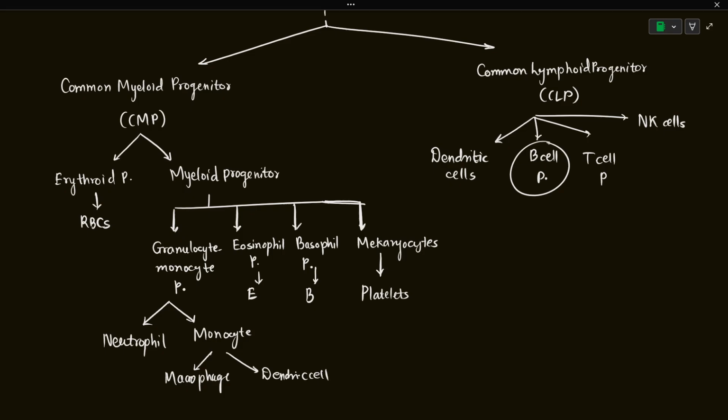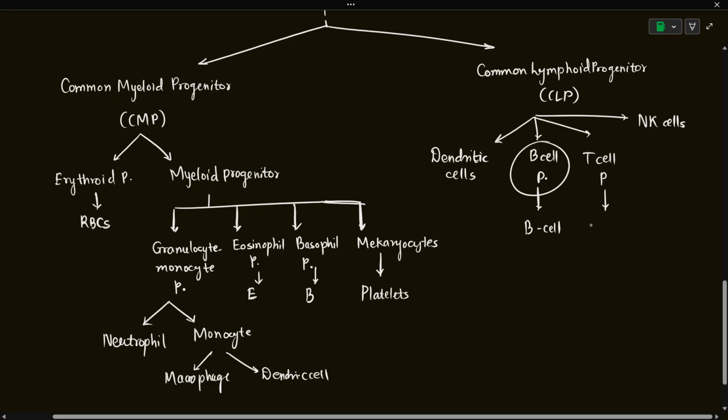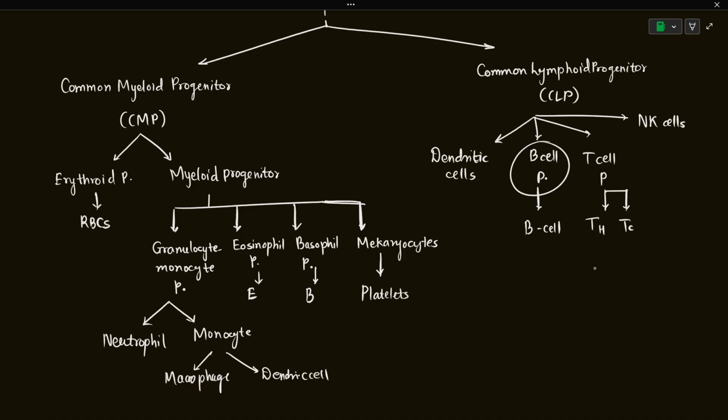Okay, so the B cell progenitor can form B cells in future when they get matured, and when T cell progenitors get differentiated, they can either form T helper cells or cytotoxic T cells. We will be discussing those cells in detail in future lectures. The only cells which belong to both myeloid lineage and lymphoid lineage are the dendritic cells, which are also known as antigen presenting cells, and we'll have a separate lecture about those cells because they are really important and they belong to both myeloid lineage as well as lymphoid lineage.